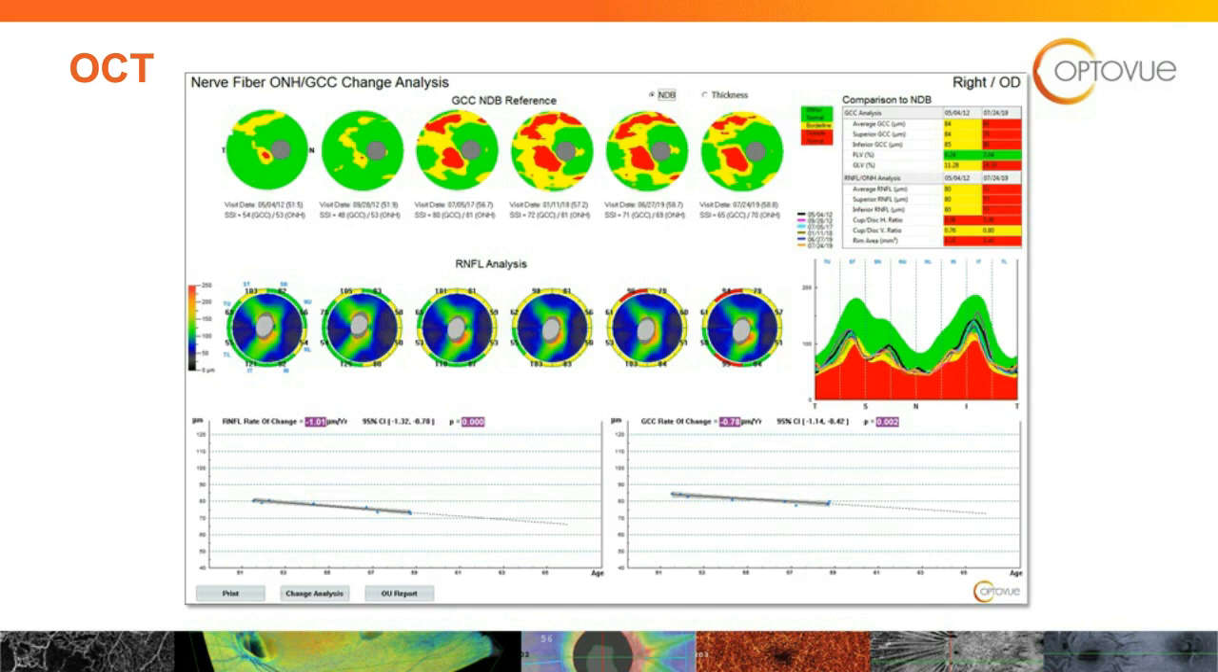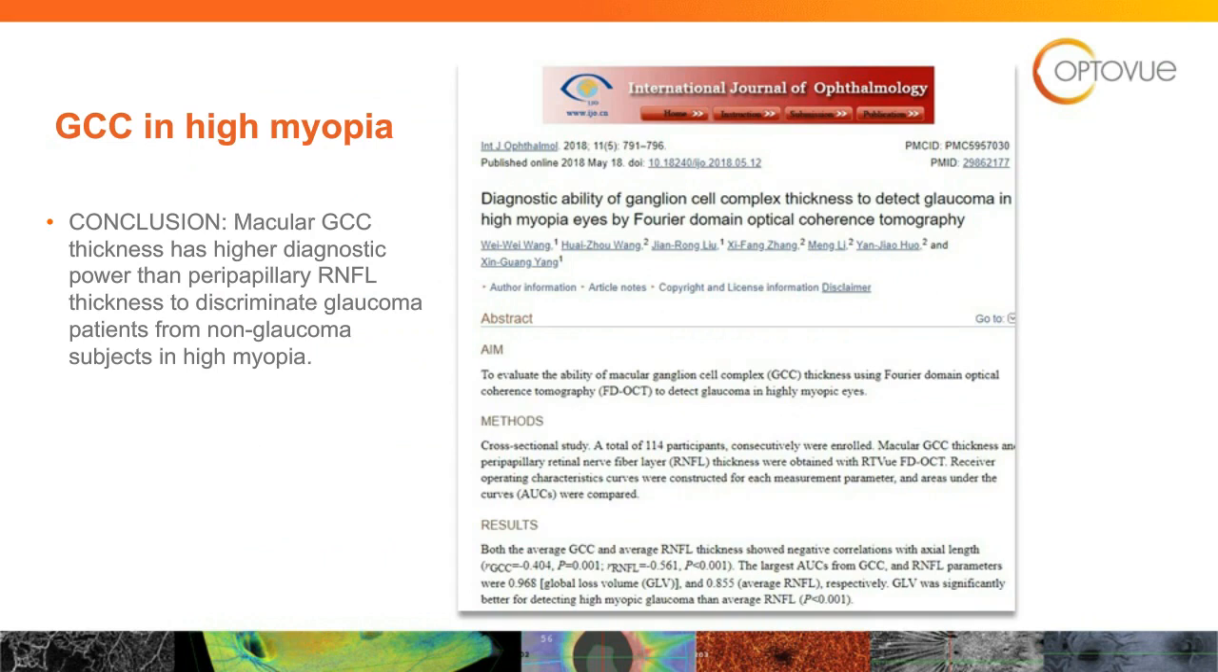The point that I'm trying to make here is in the ganglion cell complex and high myopia, really look towards the ganglion cell complex. It has a higher diagnostic power than nerve fiber layer to discriminate glaucoma patients from non-glaucoma patients in high myopia. So let the ganglion cell complex put a little more weight in that when it comes to the high myopes. Let's talk a little bit about angio.